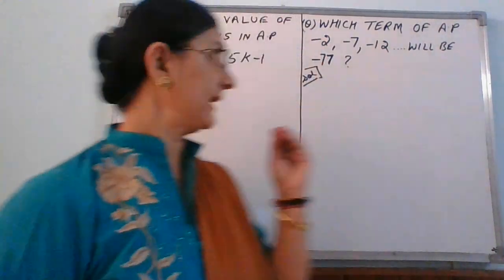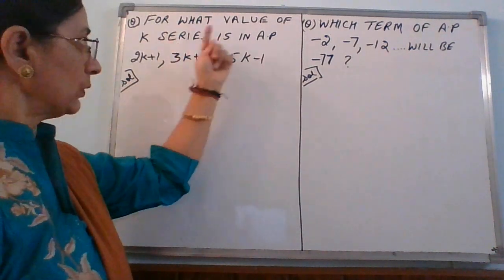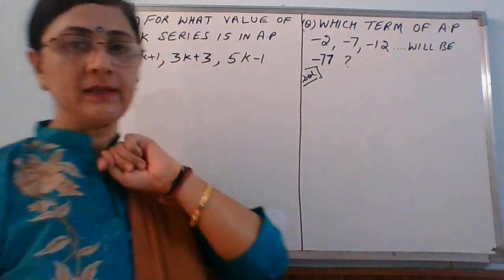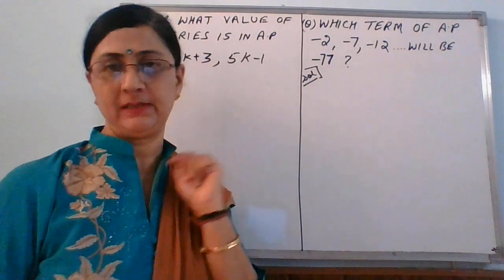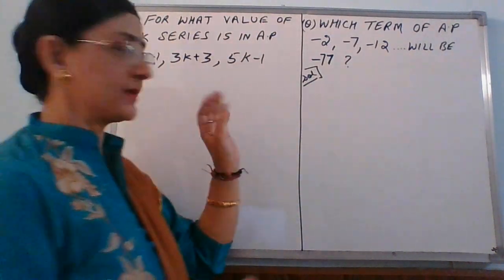So we'll do some questions related to this formula. Okay students, I have written 2 questions. In this we have to find the value of k. For what value of k will the series be in AP? Means the series will be in AP if the common difference is same, right? So let us do the first question first.